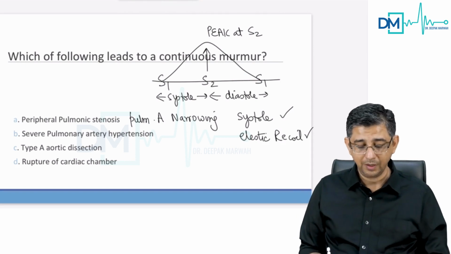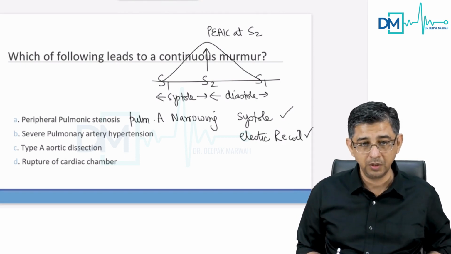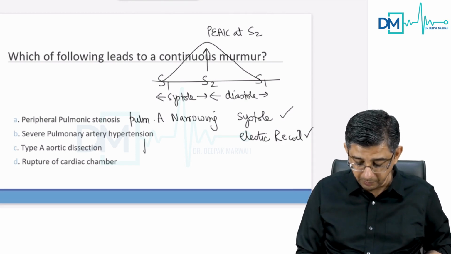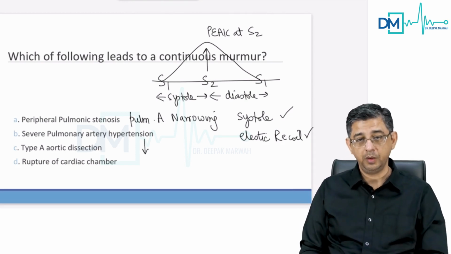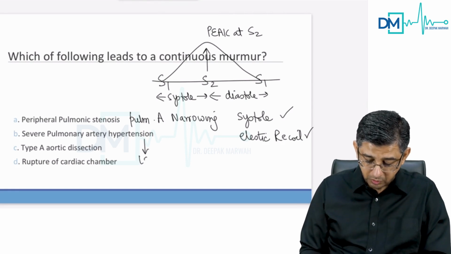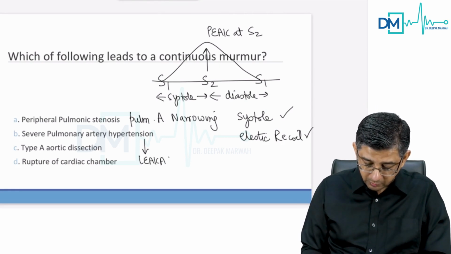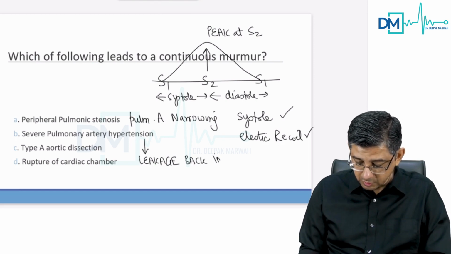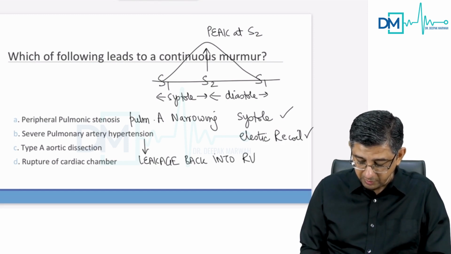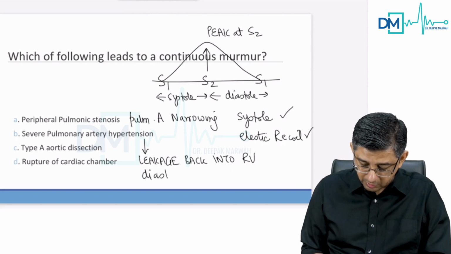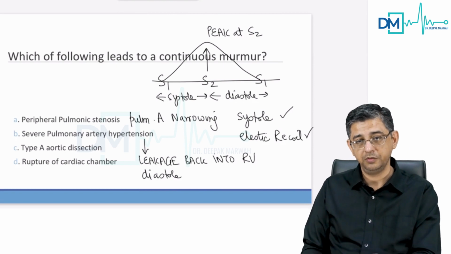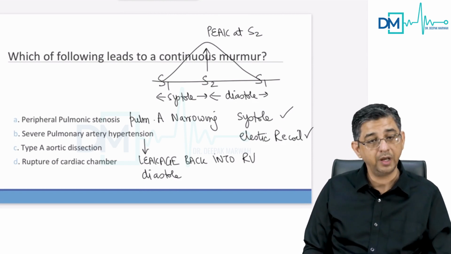So this looks like an answer, but let's look at the next option, severe pulmonary artery hypertension. In severe pulmonary artery hypertension, the high pressure in the pulmonary artery causes leakage of blood back into the chamber of the heart. It causes leakage back into the RV. This leakage back into the RV will occur in the phase of diastole. You see, blood goes out of the heart in the phase of systole, and here the blood is going back into the heart in the phase of diastole. So that leakage will produce a diastolic murmur.